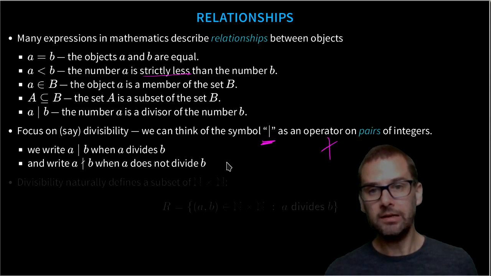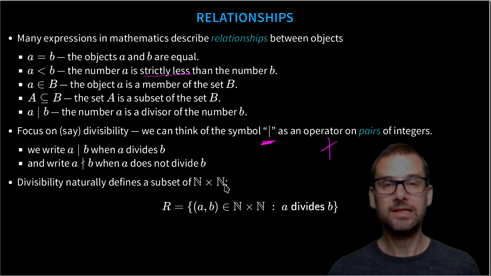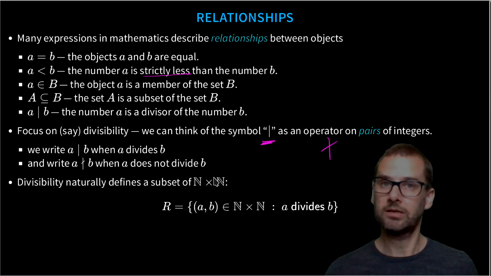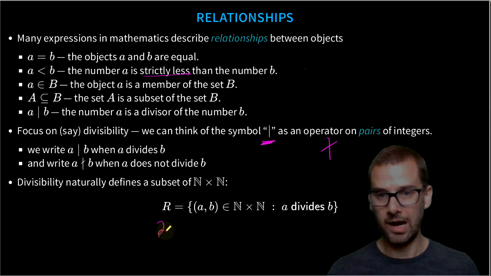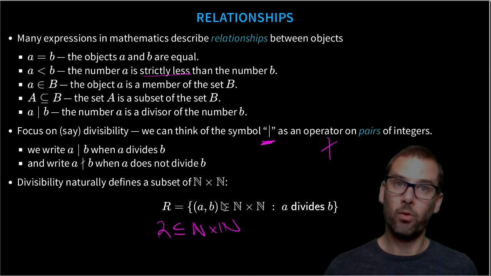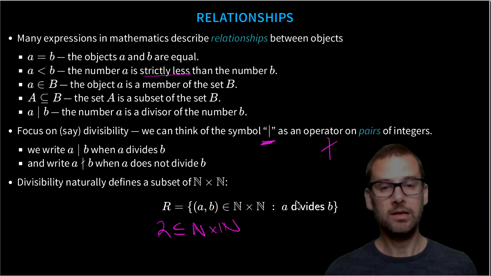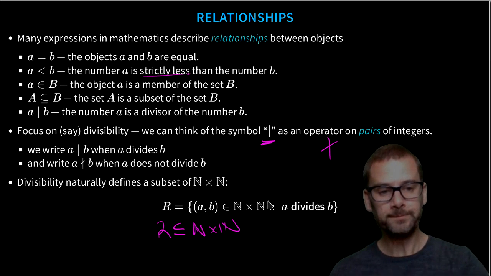And divisibility on the set of natural numbers naturally defines a subset of N times N. In particular, we can define this subset R, so R is a subset of N times N, to be the set of all ordered pairs (A, B) where A divides B. So this will be some infinite subset of N times N.